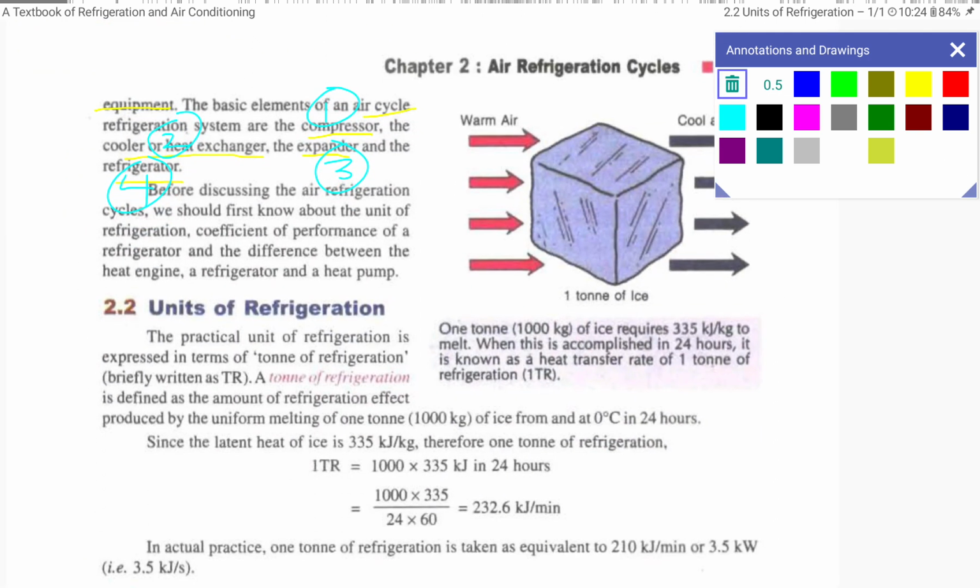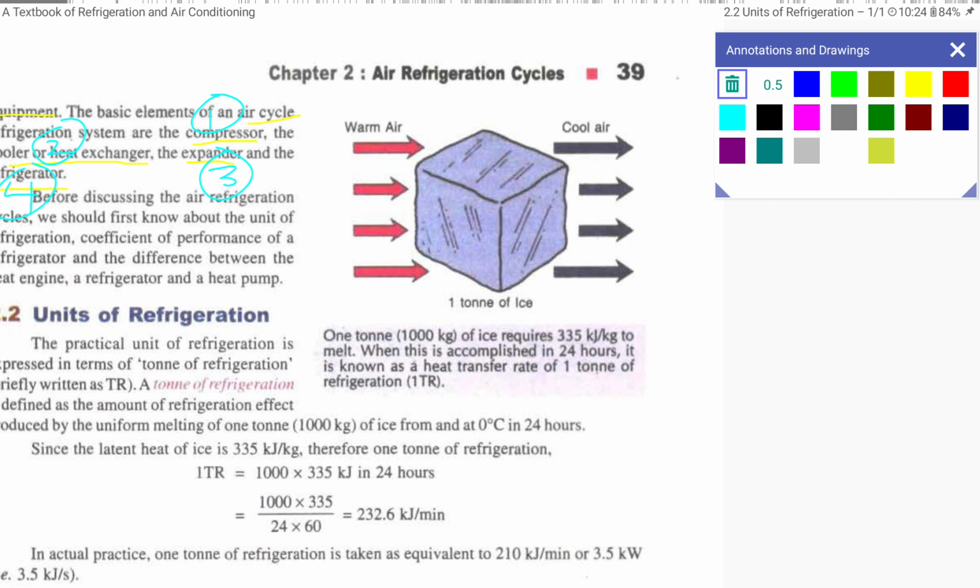Okay, and then we will discuss the unit of refrigeration. This is actually a recap. I have gone through this before and I will repeat it again. So we have what we call TR. Tons of refrigeration is defined as the amount of refrigerating effect, RE, produced by a uniform melting. Take note of the word uniform melting of 1,000 kilogram of ice from and at 0 degree Celsius in 24 hours.